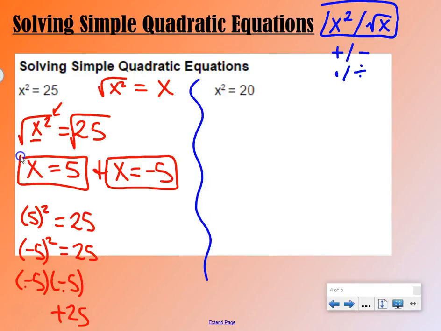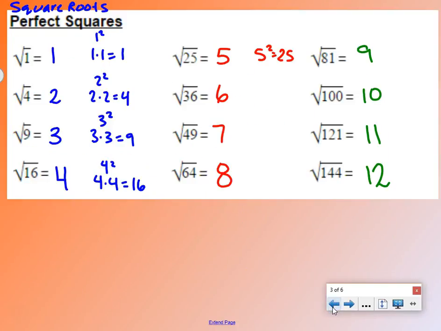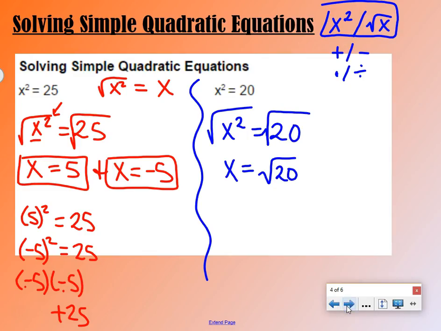All right? x squared equals 20. Again, to undo that x squared, we have to take the square root of both sides. The square root of x squared is x, equals the square root of 20. Now, is the square root of 20 a perfect square? If we look at our sheet of paper, perfect squares, we have 1, 4, 9, 16, 25, 36, 49, 64, but I'm not seeing 20 anywhere. This is because 20 is not a perfect square, so the answer is going to have to be a decimal approximation.